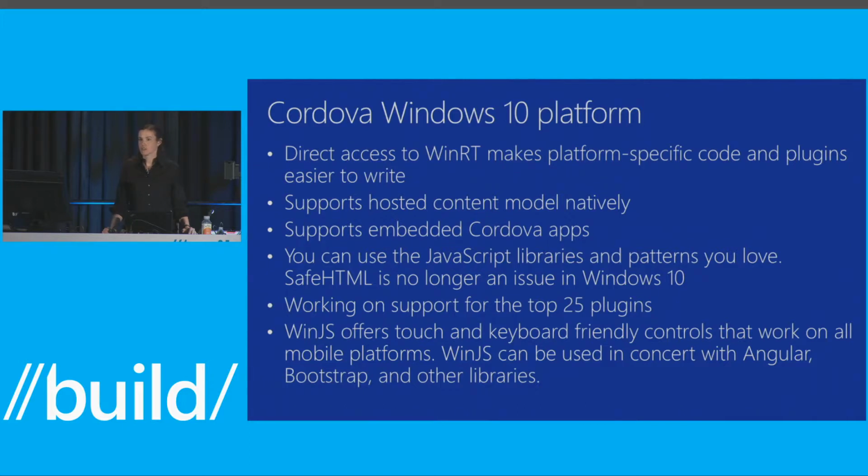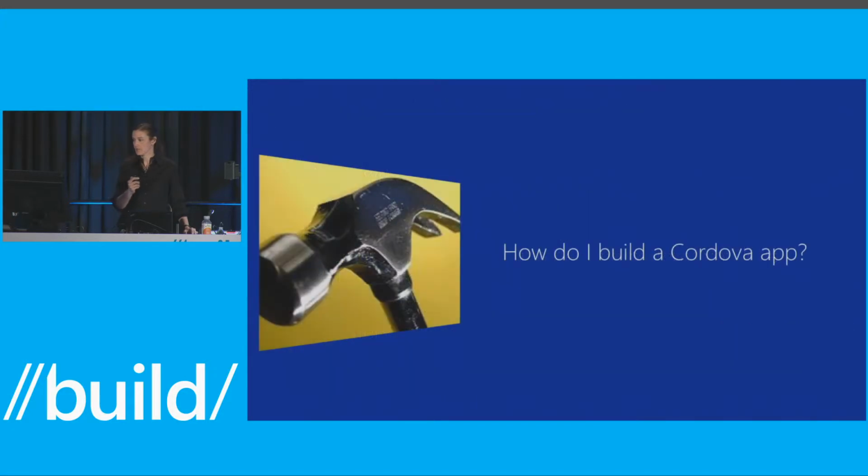It offers, for Windows devices, great touch and keyboard support. One of the shortcomings of some of the UI libraries is that they don't have good keyboard support. And WinJS natively built this into their design to have great keyboard support. So that's an option. And WinJS works really well with Angular and Bootstrap and some of your other favorite frameworks. So how do I build a Cordova app?